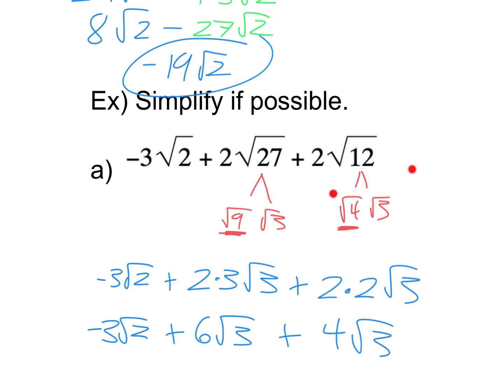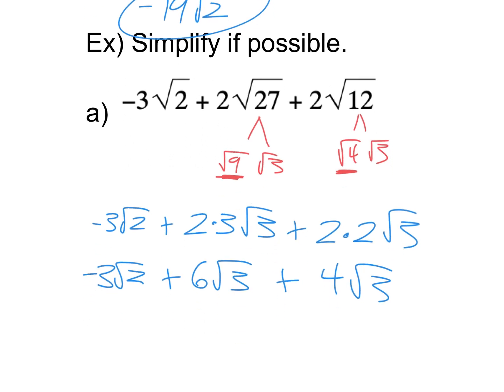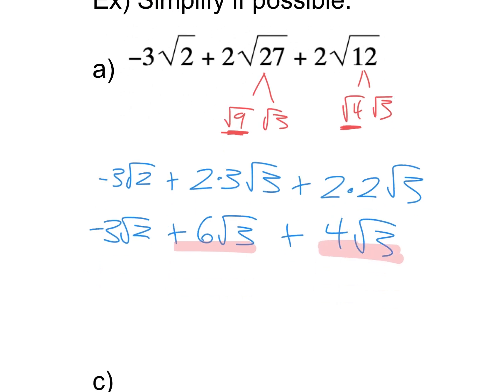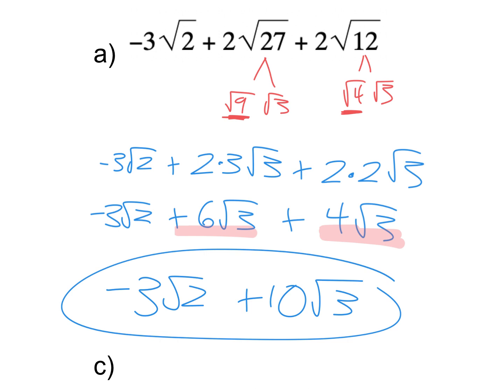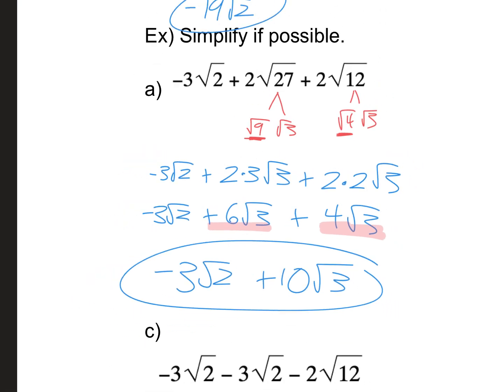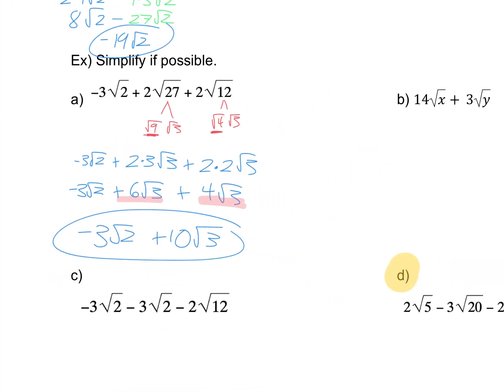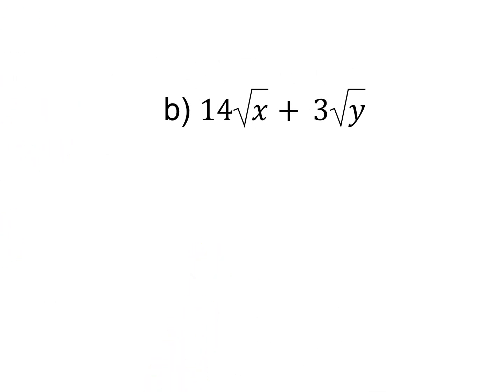Now if we look for some like terms, I think we have them. I see 6 square roots of 3 and 4 square roots of 3. So if I combine those, that would get me 10 square roots of 3. So our final answer is negative 3 square roots of 2 plus 10 square roots of 3. So simplify the radicals and then determine if you have any like radicals. If you do, combine them. If you do not, then just leave your answer as it is.